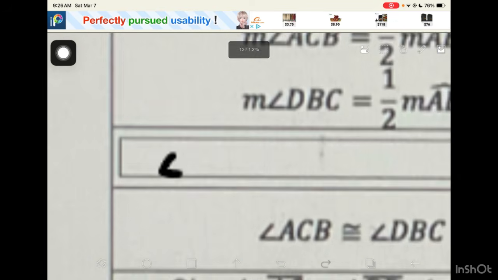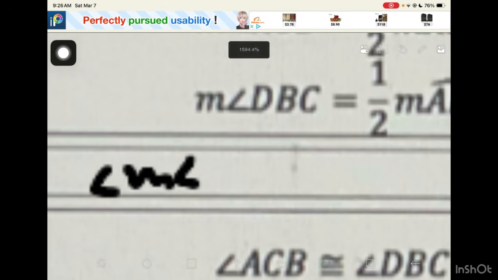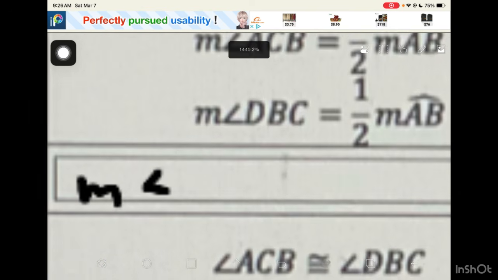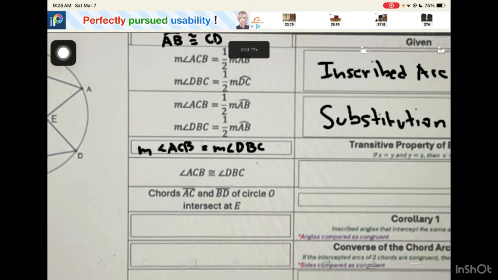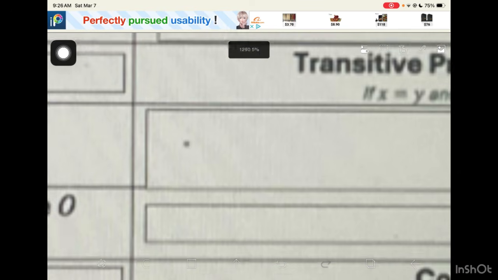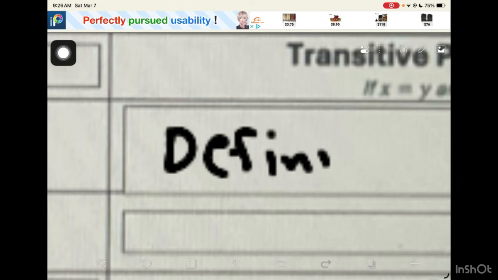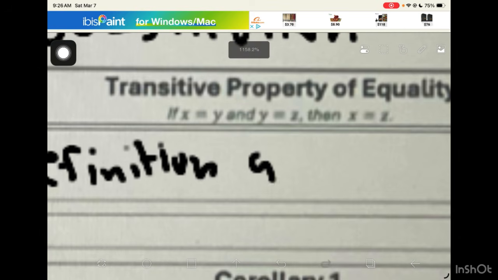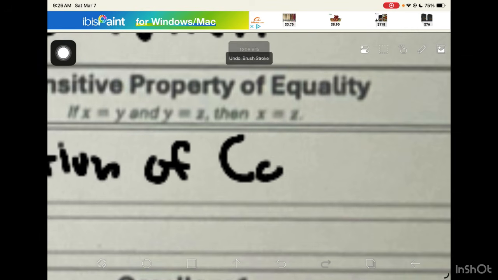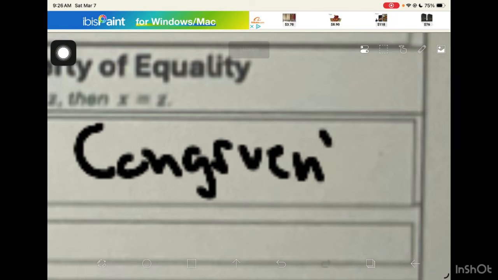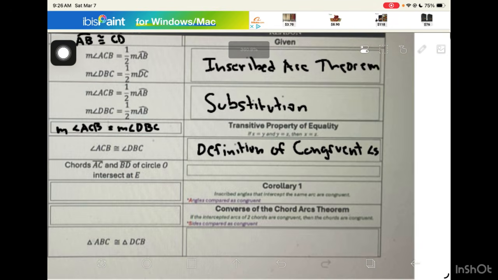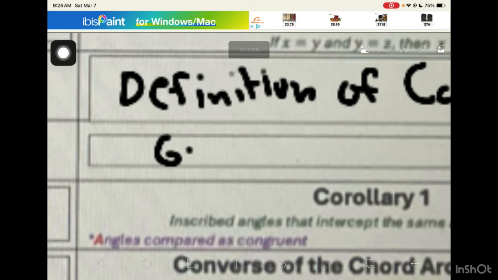So we can say M of ACB is equal to M of DBC, if I'm not mistaken. Then these are the definition of congruent angles. Okay, then this is another given statement, so given.